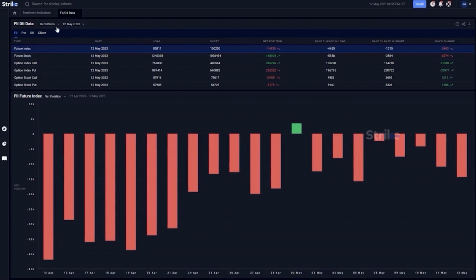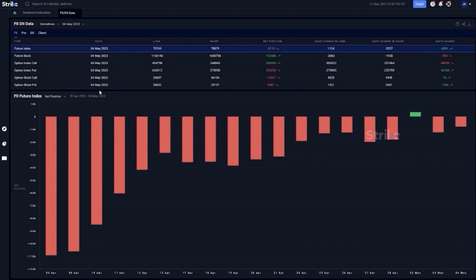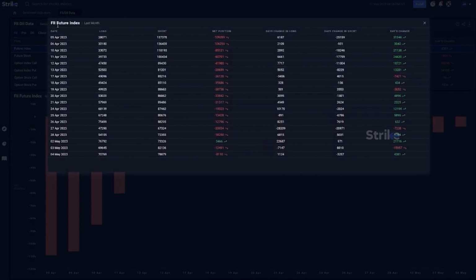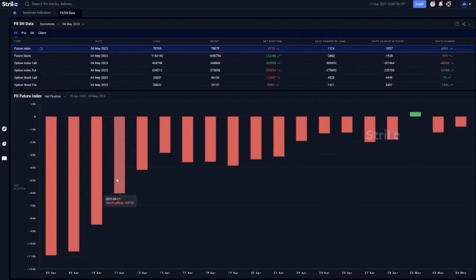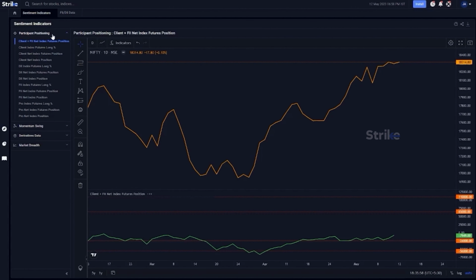They can see the data in the pop-up. At the top left next to derivatives, there is a drop down where you can see historical data up to 1 month. So say if you click on 4th of May, you can see FII activity on 4th of May and you can see the graph up to 1 month, which means from 5th of April to 4th of May. However, if you want to see it in a tabular form, then you can click the icon and you can see the data for the past 1 month. If you want to see the data for more than 1 month, then you can go to the sentiment indicator and explore the section of participant positioning.